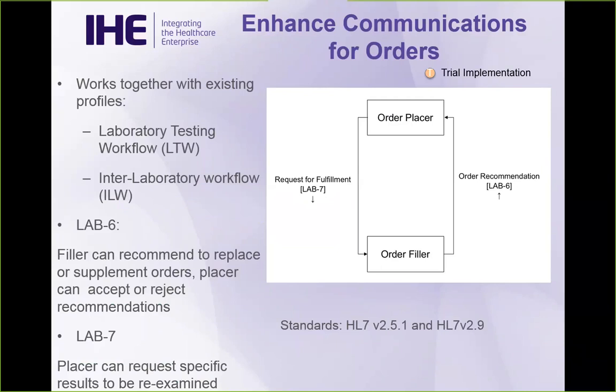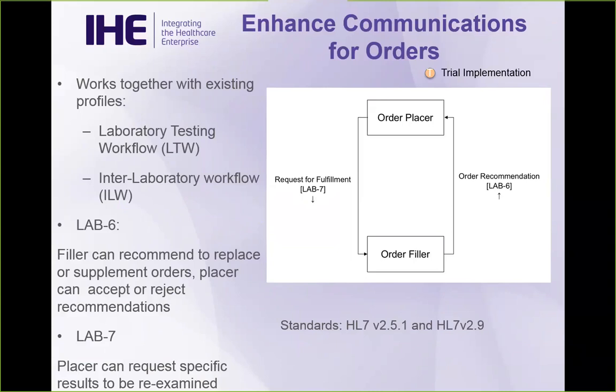And then the other one, Lab 7, basically lets the clinician, after they've gotten results, say, I really don't think this result is right. Can you double check? Or, from a clinical perspective, I really want you to look at this part of this result. So it gives the placer a means to identify a specific thing that they have follow-up questions on. And for these, we're using the underlying 2.5.1 standard, but we've had to pre-adopt some things from HL7 2.9, which is hopefully getting published here in September.